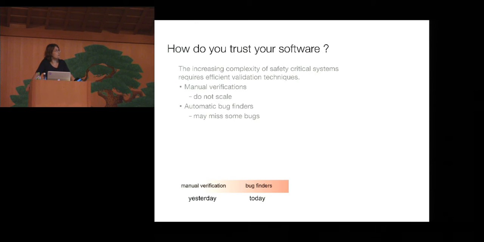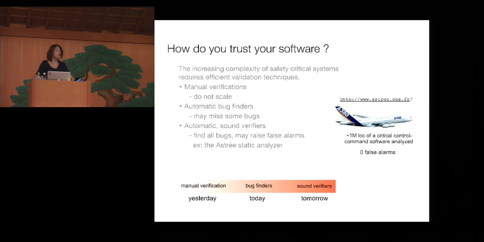So some people are also using automatic tools to find bugs. These tools may be successful. The problem is that they may miss some bugs. And so a more advanced way of using these tools is to use automatic tools that are also sound by construction. With such a tool, the tool may either fail or find all bugs in the software.